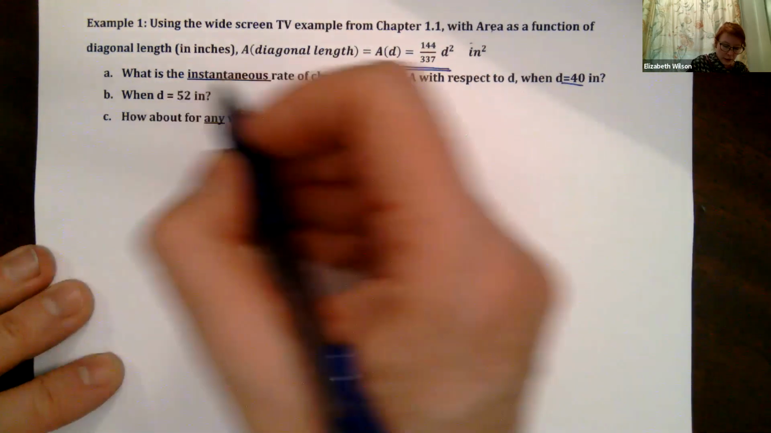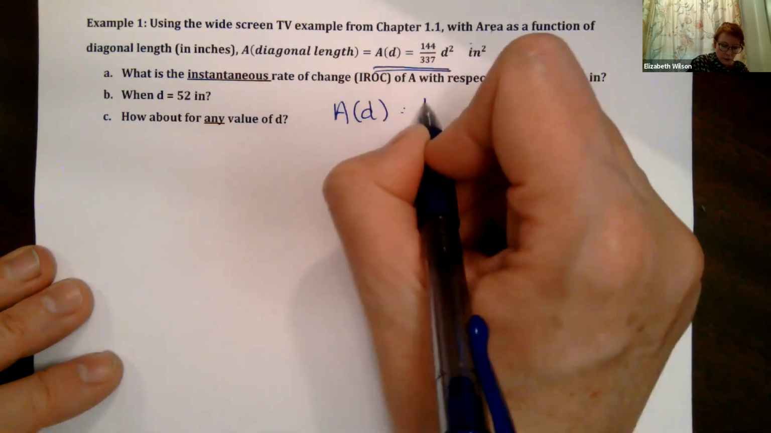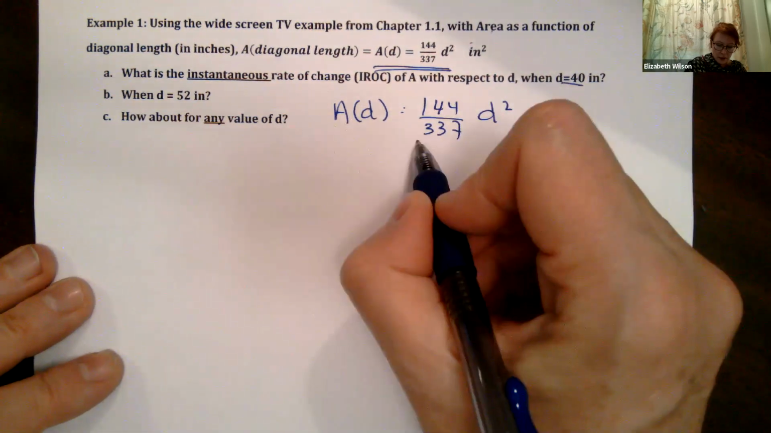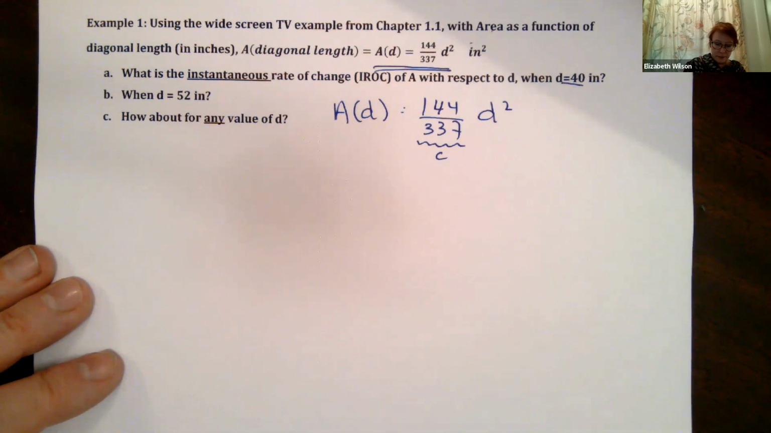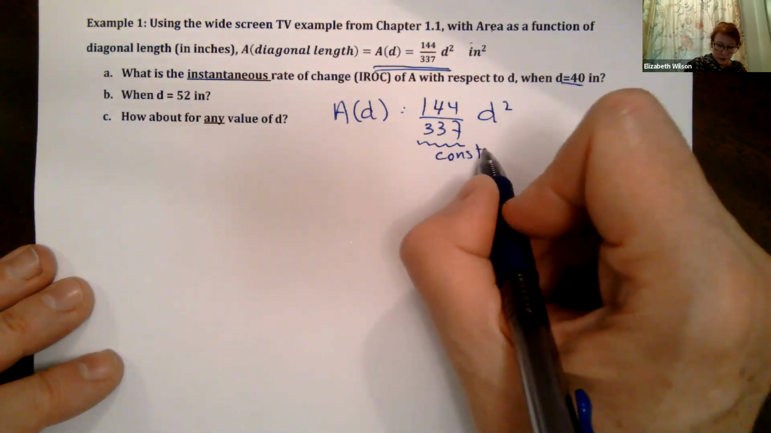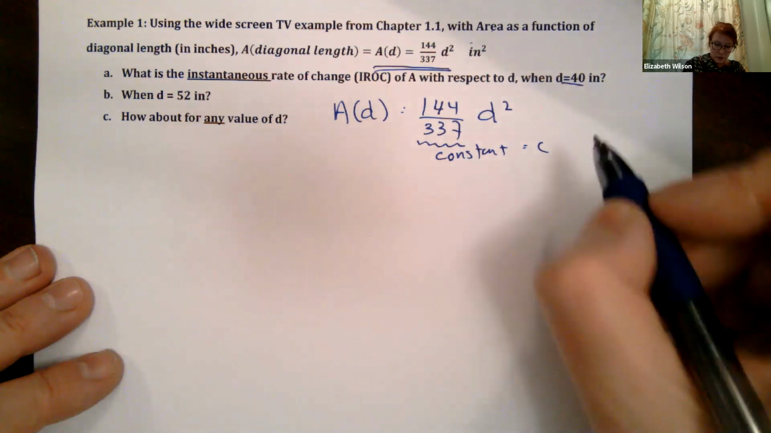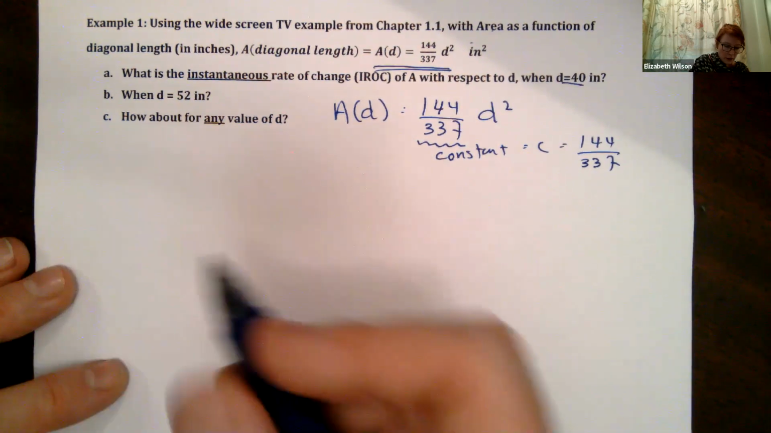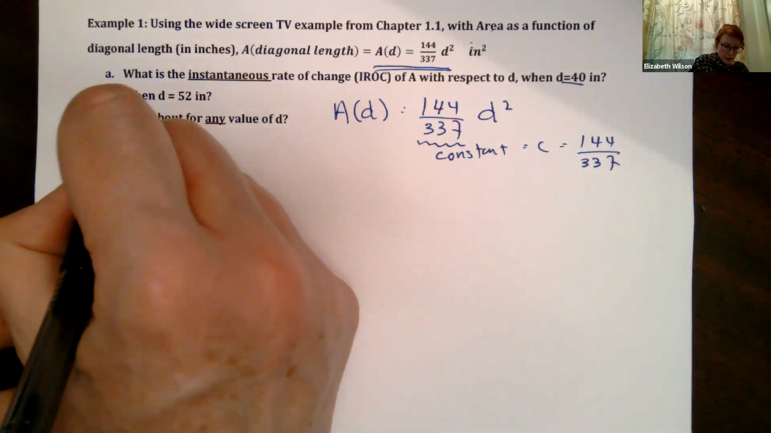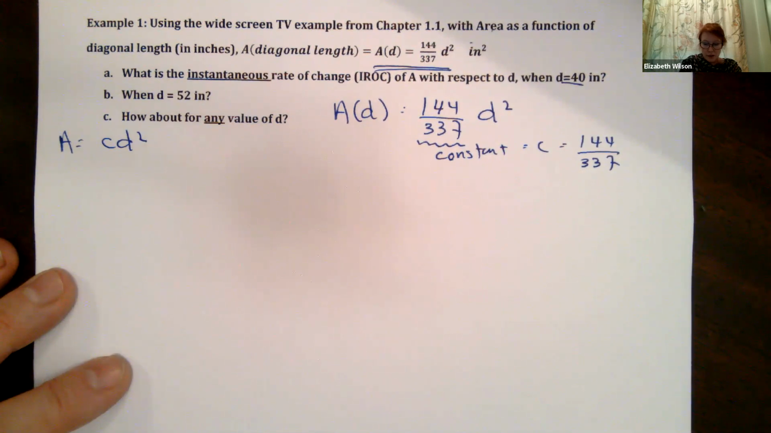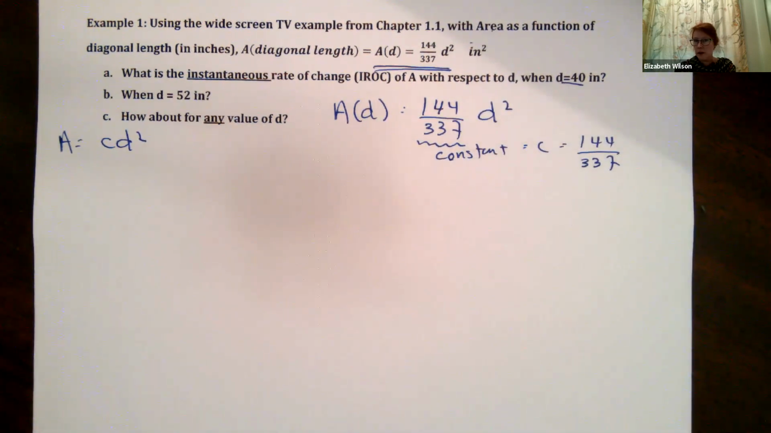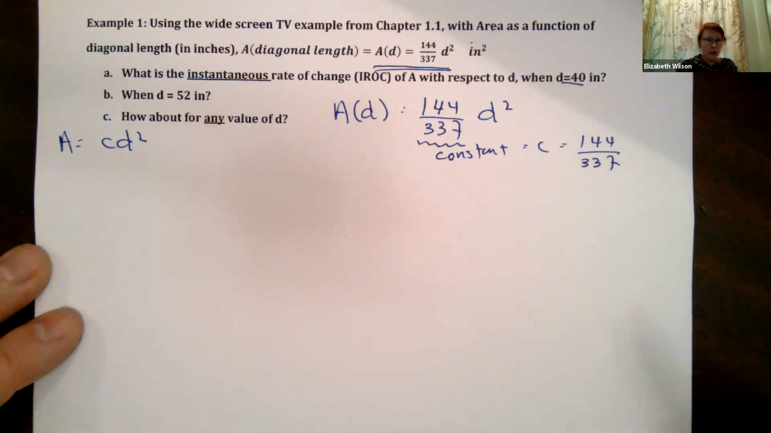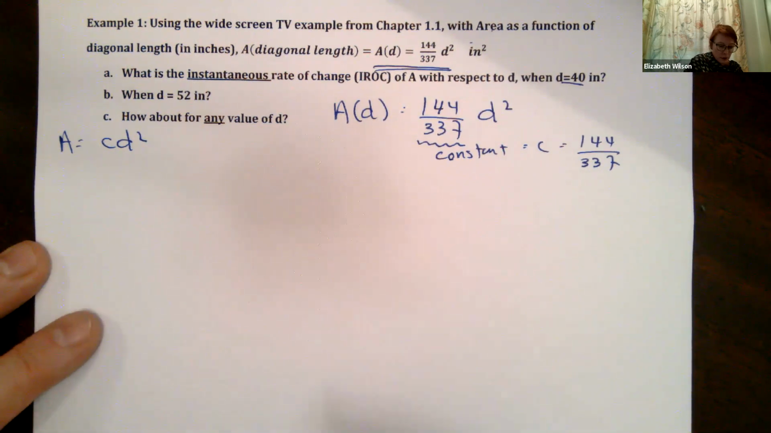So the first thing, I'm going to just write this down again. A of d is 144 over 337 d squared. This thing here is a constant, right? I'm just going to call it C, C equals 144 over 337. You don't have to do this. Sometimes we can just make the equations a little easier. So I can go A equals C d squared. That way things look a little bit neater while I'm working through, and then I'll substitute in C equals this fraction at the end and multiply it out. You don't have to do this if you don't want to.